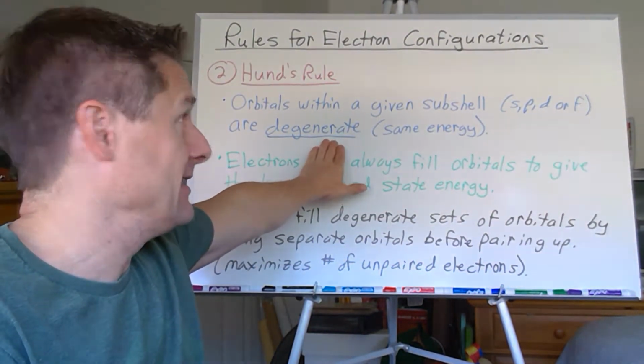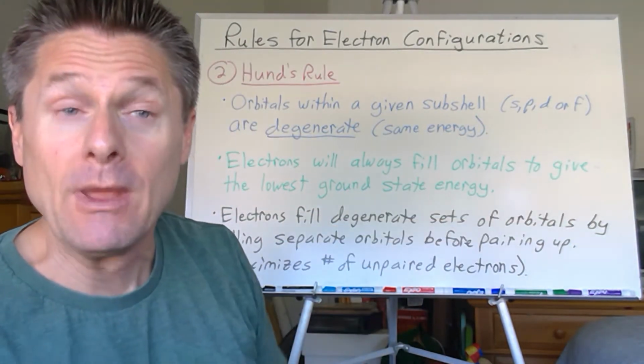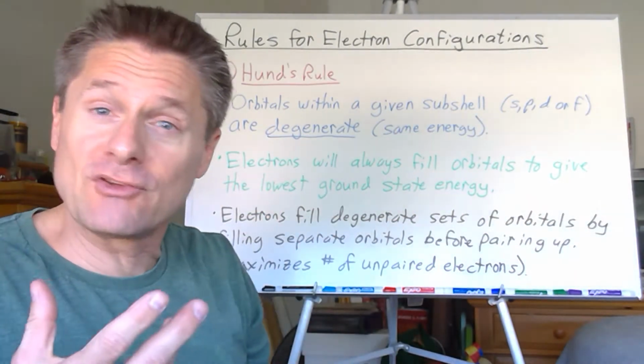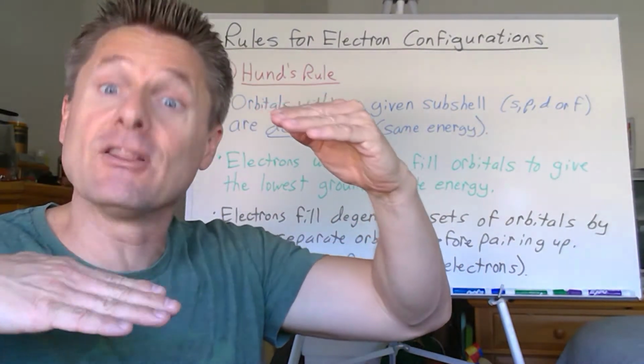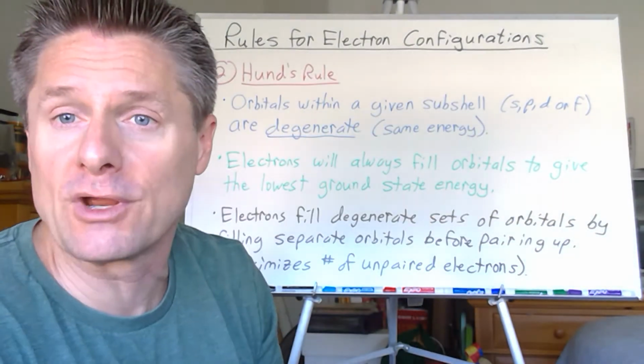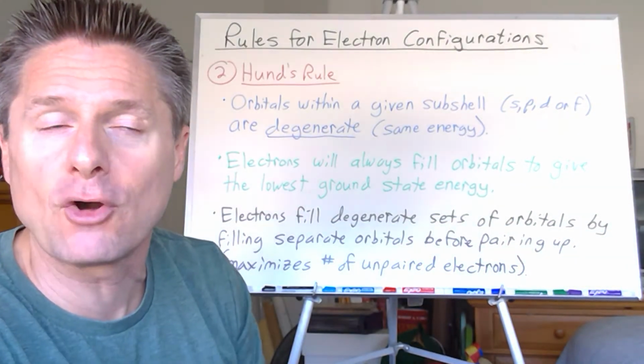That's a degenerate set. And that's what we get from the subshells, S, P, D, and F. Now, remember, the subshells themselves, because of electron screening and orbital penetration, S is lower energy than P, than D, than F. So those have a distinct order. That'll be the next rule.